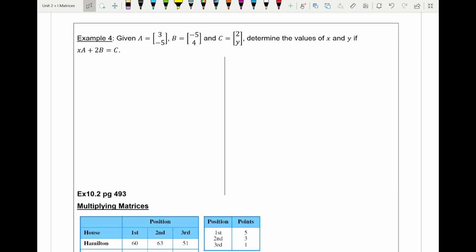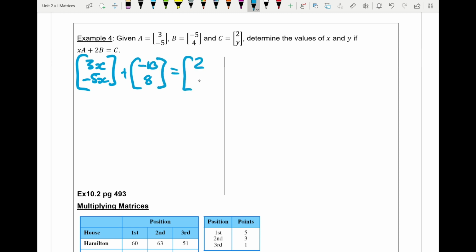Okay, example 4. Given A, B, and C, determine the values of X and Y if X times A plus 2B is equal to C. This is the last example for this video. What we're going to want to do is distribute that X to both terms of our A, so that becomes 3X, -5x. We're adding to it 2b, so we're adding -10, 8. And that is going to equal 2y.